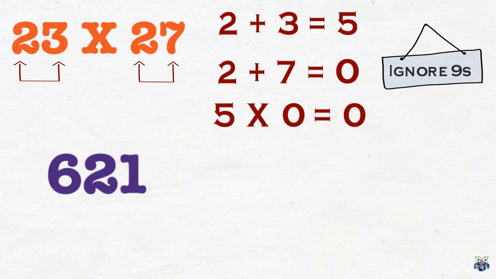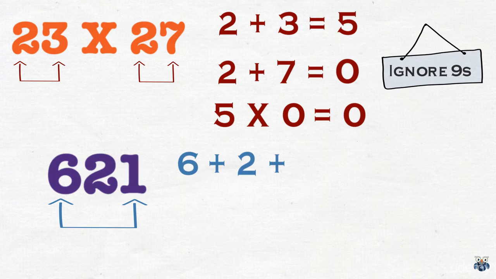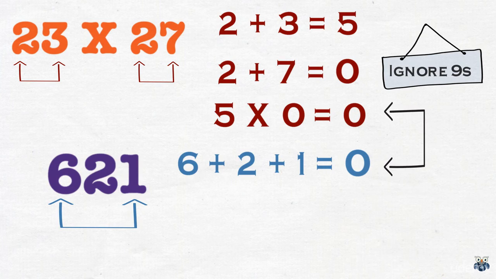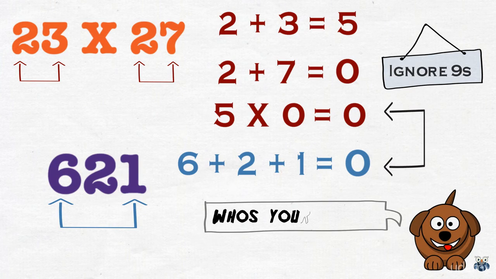Now we look at our answer, which was 621. We add its digits. 6 plus 2 plus 1 is 9. And if you remember what we just said, we replace 9 with 0. So after looking at 621, we get 0. This is our second result. Now we compare both results. Hey, they are equal. And since both results are the same, we can be pretty sure that we multiplied correctly. Okay, I did not understand this the first time, so let's take another example.